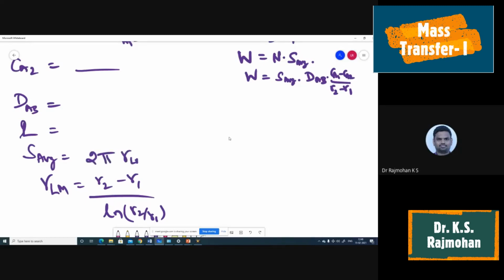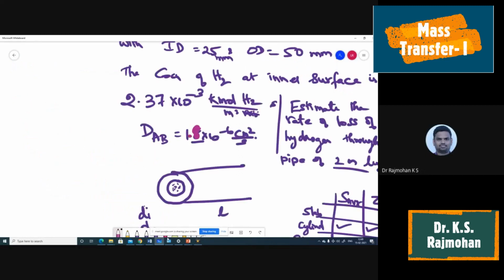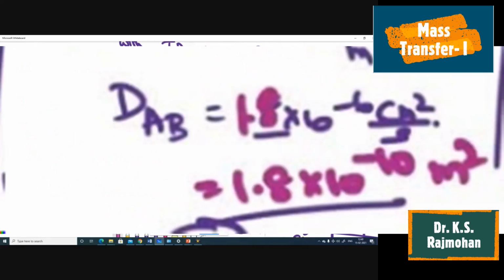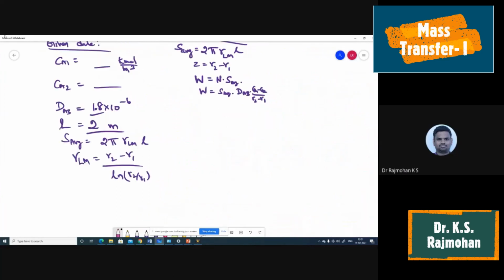What was the length given in the question? 2 meters. DAB is given in centimeter square per second, so you will get 1.8 into 10 power minus 10 meter square per second. So what is this RLM, the logarithmic mean radius? It is 0.0361 meter.